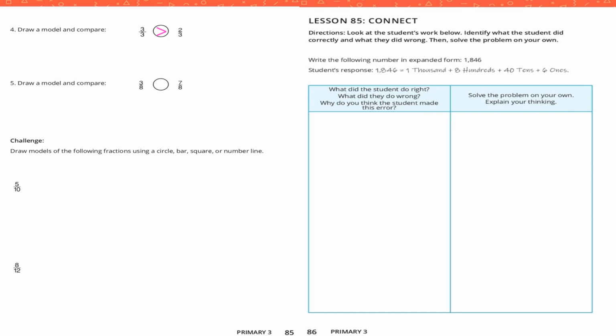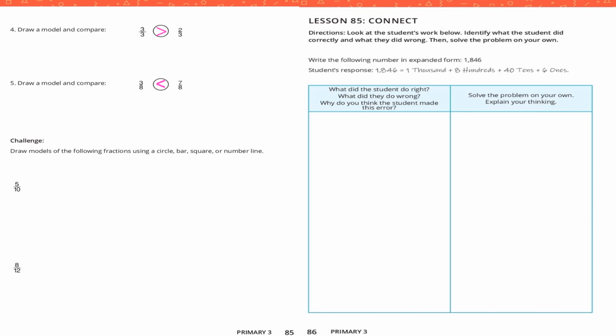Number 5, 3 over 8 or 7 over 8? Yes, 7 over 8. Why? Because it's a normal fraction.